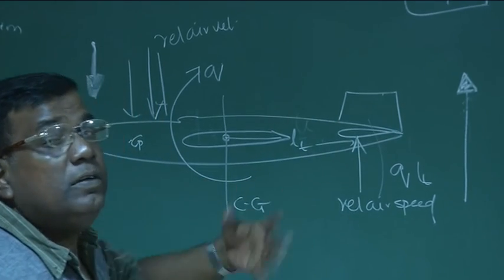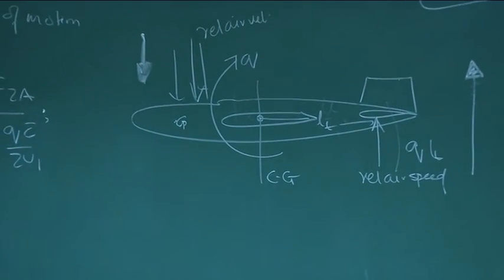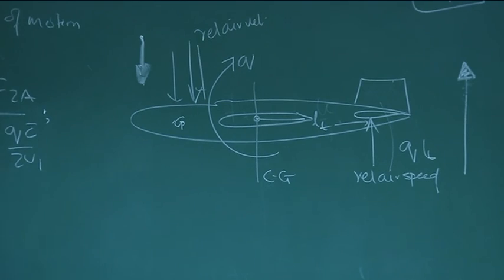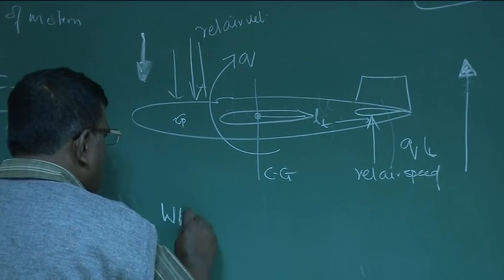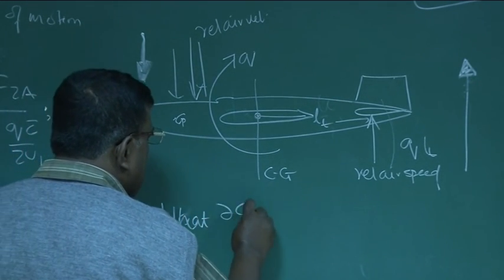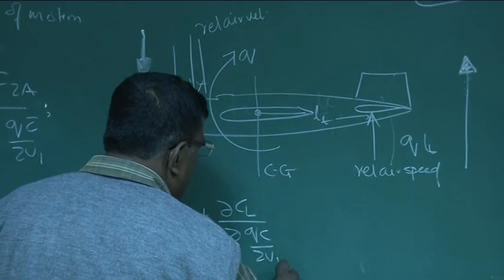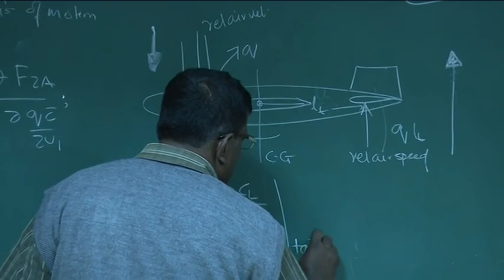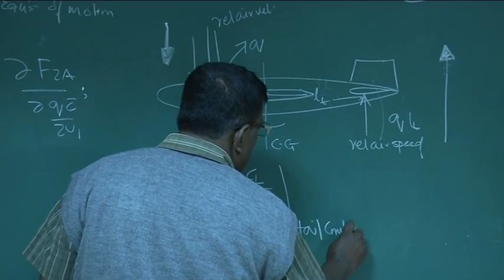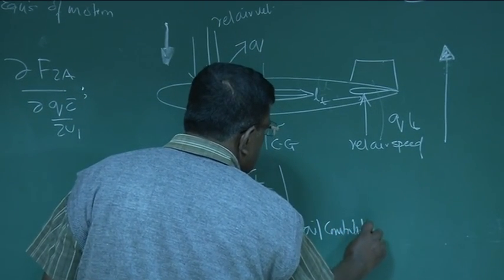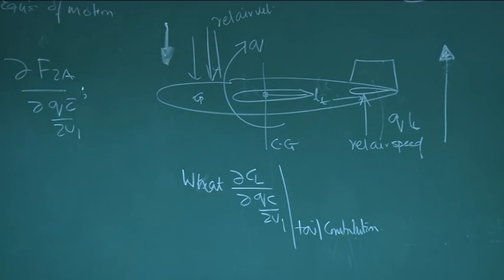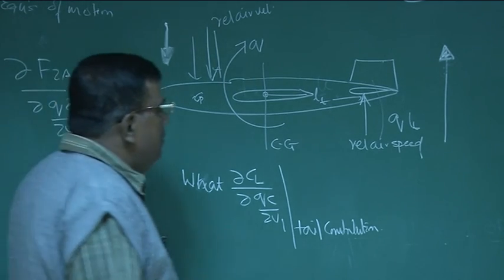So the tail will have more CL alpha, so naturally that force will be more. And if I want to check what is dCL by d(Qc/2U1), we just take the tail contribution, because we are assuming that the tail contribution is more significant. Some 10% you can add for the fuselage, etc. contribution. Okay.